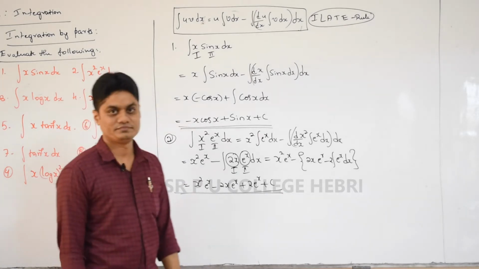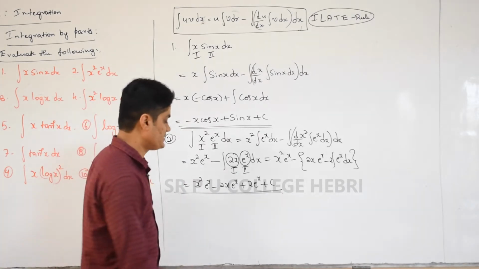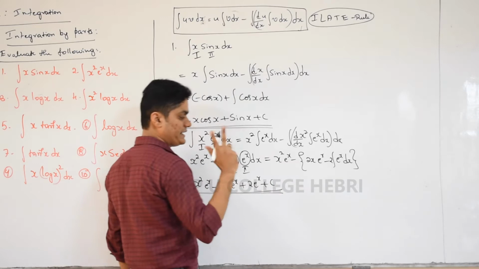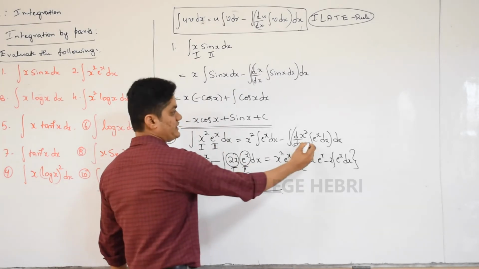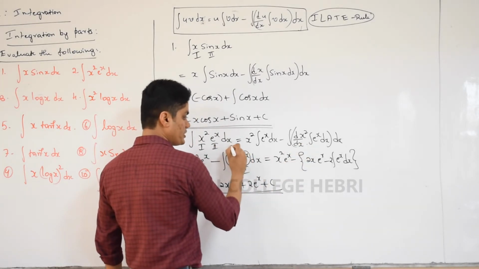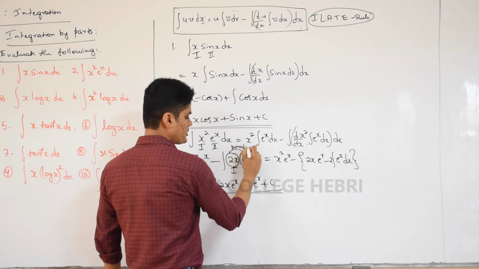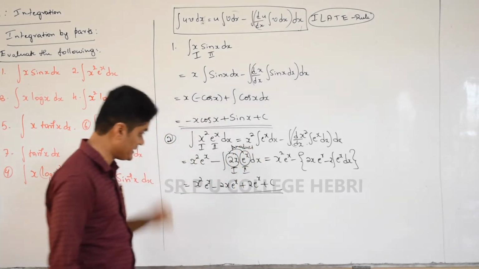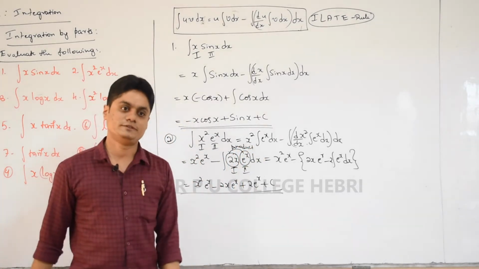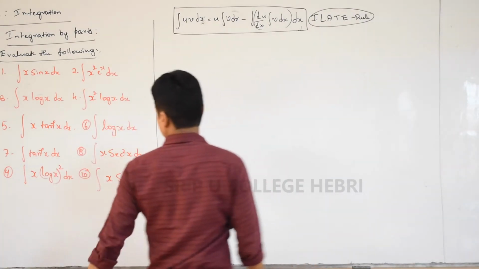That's it. Understood? How many times have I applied integration by parts here? I applied 2 times, because after applying integration by parts, again you are getting a product of two functions. Again you got a product. Remember that. Because of this, apply integration by parts again. Problem solved. Understood? So question number 3.